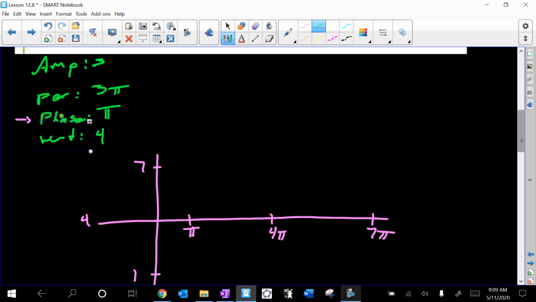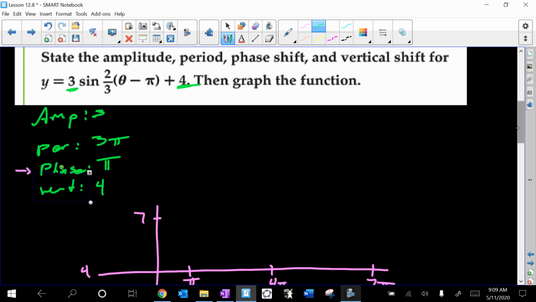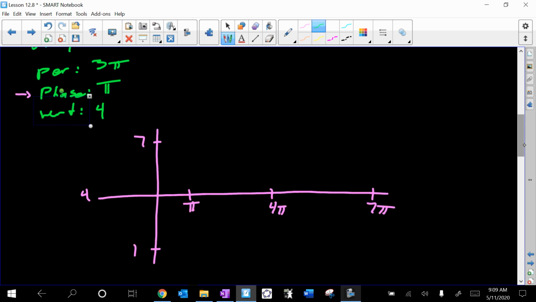Since we are dealing with sine, I'm going to plot those locations on here. Since we're dealing with sine, we know that we would start in the middle. So at pi, 4 pi, and 7 pi, we're going to be at the height of 4. I'm also going to draw in this dashed line so I know I don't cross over top of it.